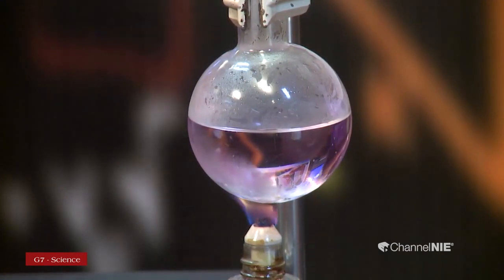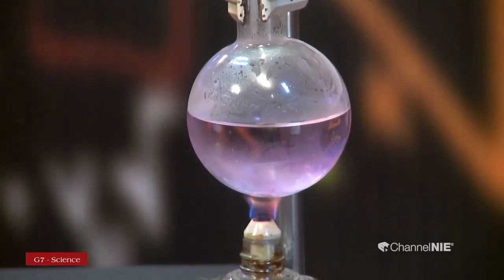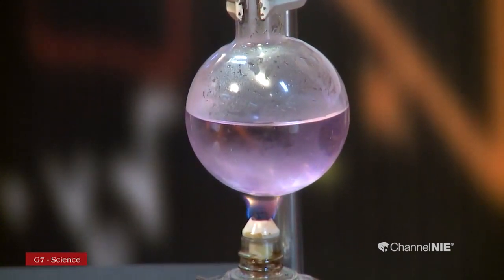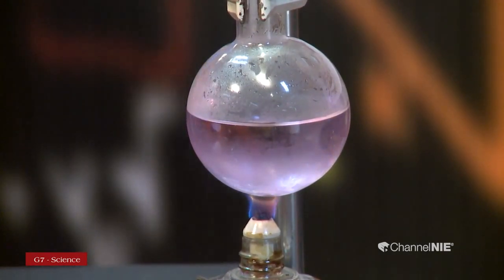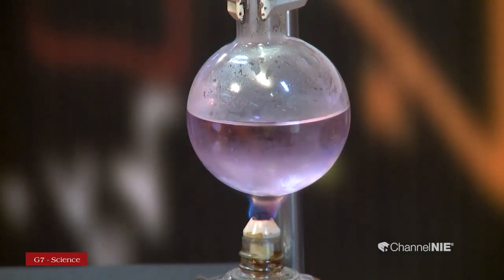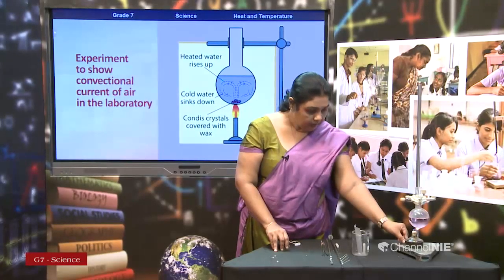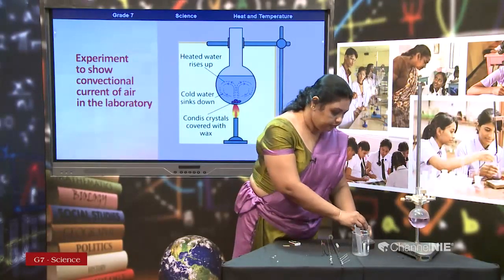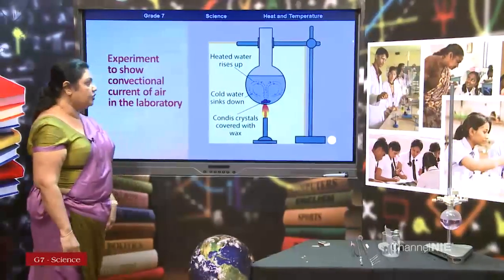When it is getting heated up and it is getting circulated down there, when heat is given more and more, then once the whole liquid comes to the same color, it will be the same everywhere. Right. Hope you saw it. So, this is the experiment that you can do.